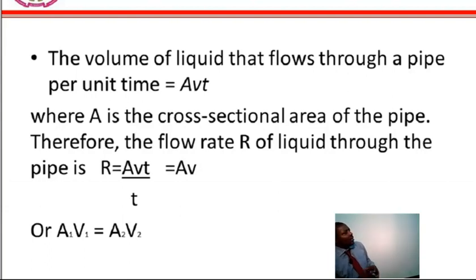Therefore, the flow rate of the liquid through the pipe is expressed as R equals AVT over T, that is the volume of the liquid that flows through the pipe per unit time. And since we are talking about rates, we divide by T. So T cancels out. So the flow rate is given as AV, or if you have two pipes, A1V1 equals A2V2.